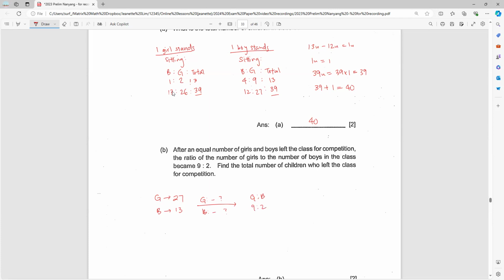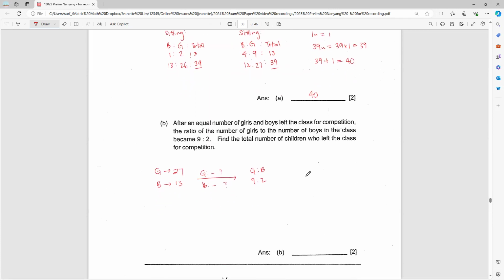In such a scenario, if you have an equal number leaving, the difference is unchanged. The difference remains the same. So let's find the difference in units, which is 7 units. Now let's find the actual difference, which is 27 minus 13. So 7U is 27 minus 13, which is 14. 1 unit is 2.